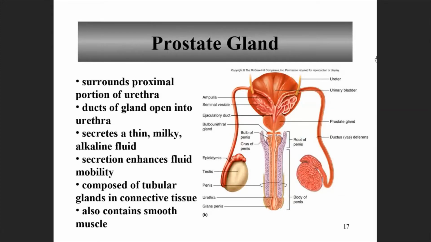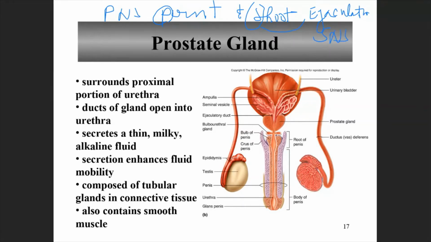Erection is mediated by the parasympathetic nervous system, right? So basically think of this as point and shoot. Where point is P, that's parasympathetic, whereas shoot is the ejaculation. Okay? And ejaculation is mediated by the sympathetic nervous system.